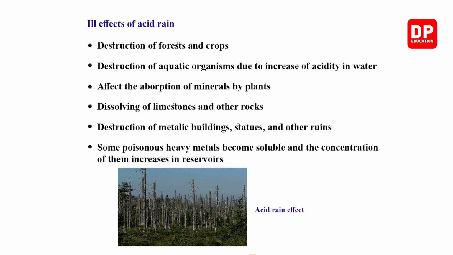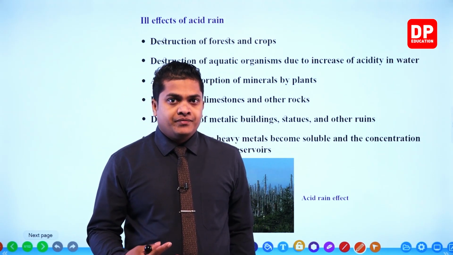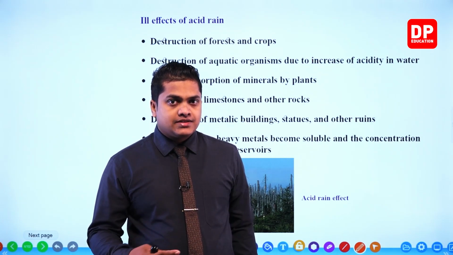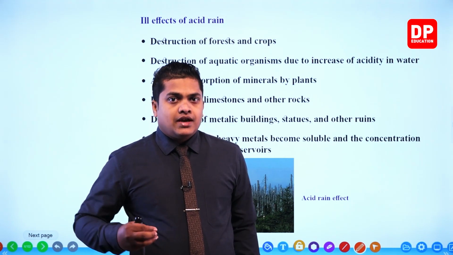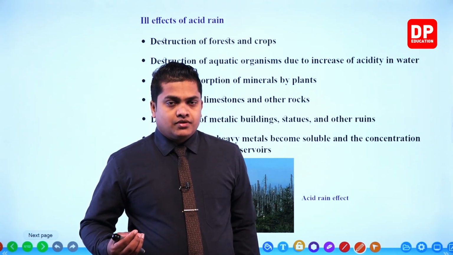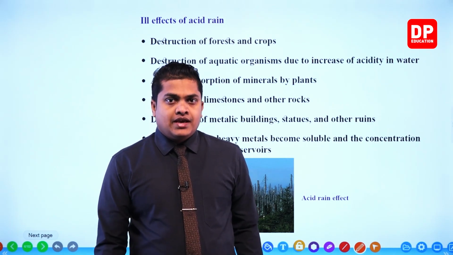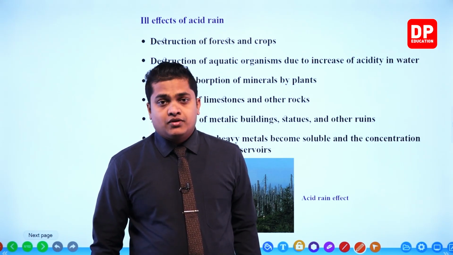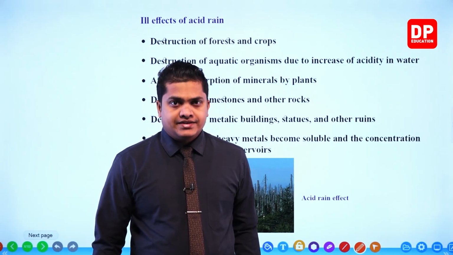Destruction of forests and crops. You know that when the acidity of rainwater increases and it falls on cropland or a forest, definitely the plants within the crops are going to die because of the increase in acidity. And other than that, forest cover is totally getting destroyed because of the acidity in the water, right? So it is a very bad effect of acid rains.